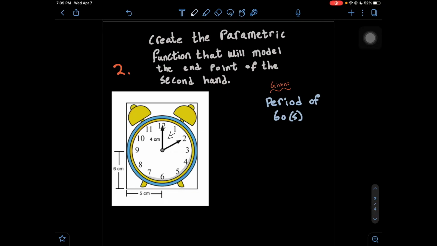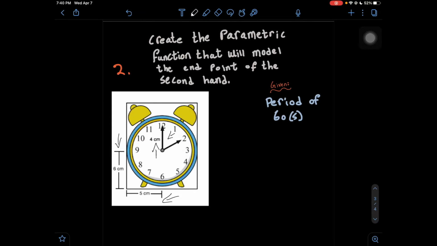Well, we are given some dimensions, which are 6 centimeters in our y-axis, 5 centimeters in our x-axis, and in the clock we can see we have 4 centimeters. We are also given the information that the period of this function is 60 seconds. Well, we can also say that it's 1 minute.